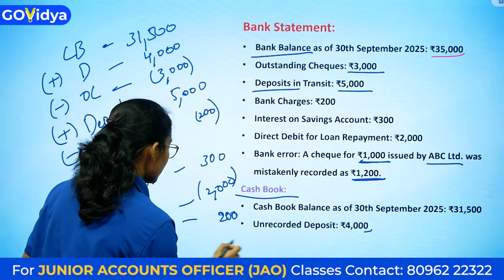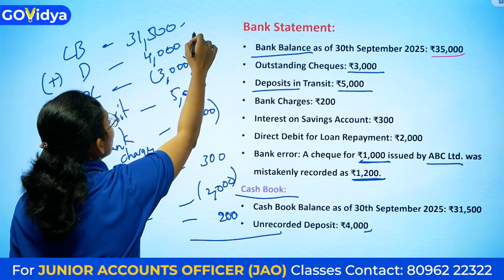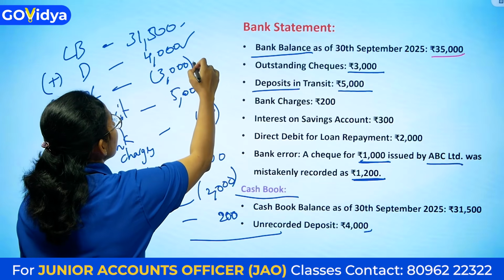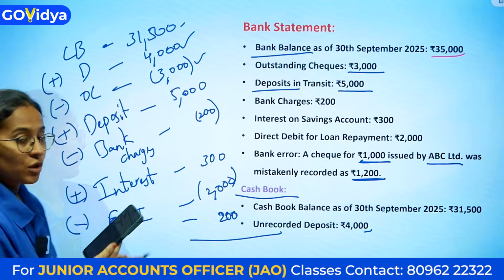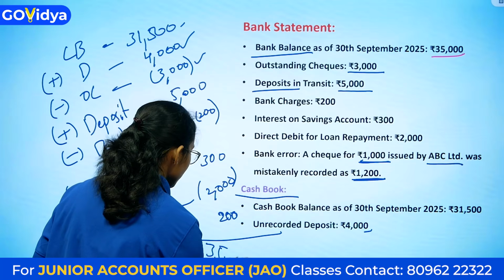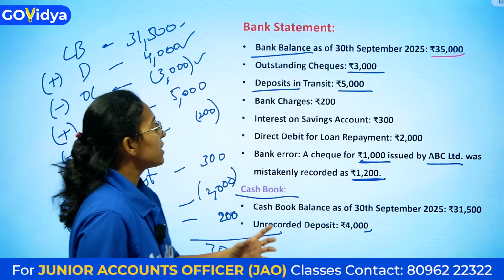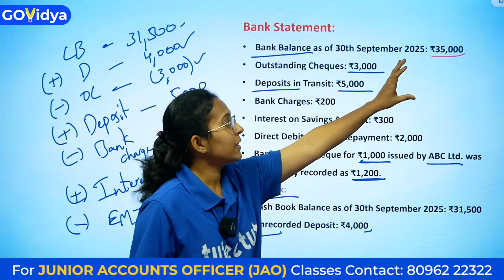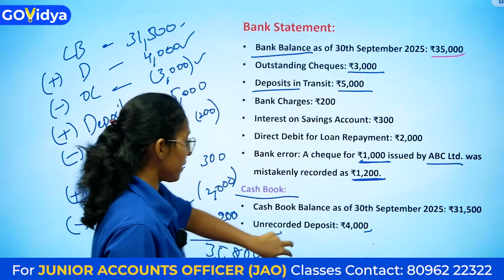Now let us identify the adjusted cash balance. 31,500 plus 4,000 is 35,500, minus 3,000 is 32,500, again plus, let's take a calculator for this. So ultimately what is the balance? 35,800. So this is the adjusted closing balance. Clear? Now in a similar way we have to prepare the adjusted closing balance for the bank as well, after considering all these.